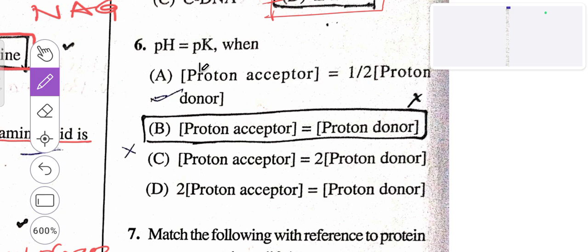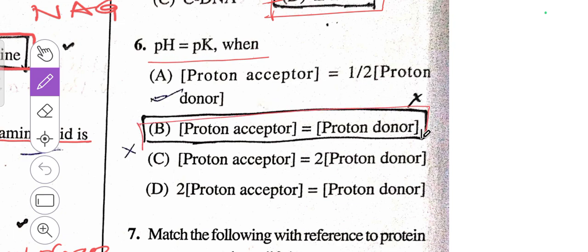Then sixth one, pH equals to pKa. So this equation will be possible when the proton acceptor equals to proton donor is present. So B is the right answer.